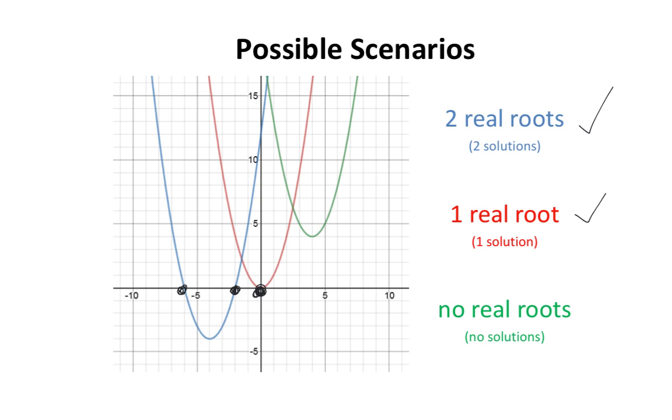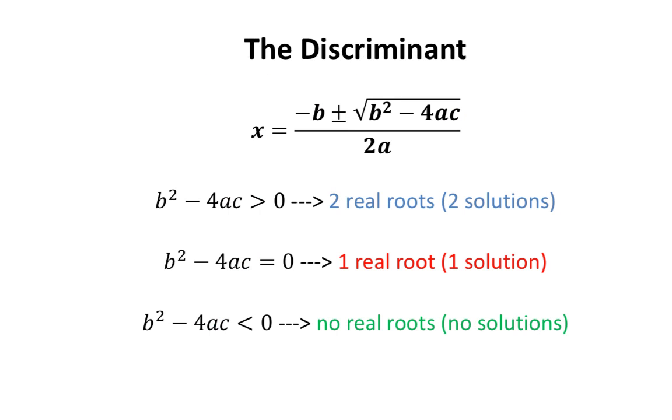And our third scenario is when there are no real roots. In other words, there are no solutions. So as you can see, in the blue parabola, there are two x-intercepts. In the red parabola, there is one x-intercept, which happens to be also the vertex. And in our third parabola, the green parabola, there are no x-intercepts. So that means there are no real roots or no solutions.